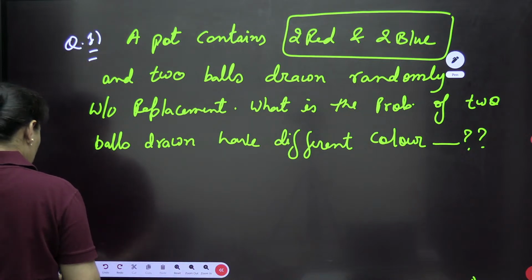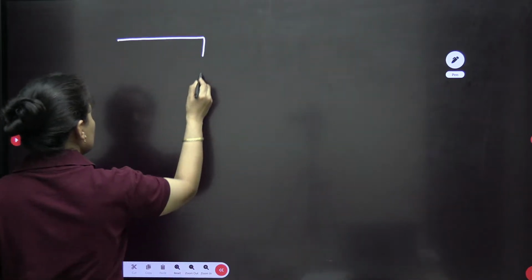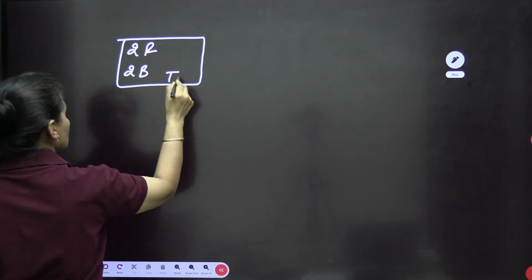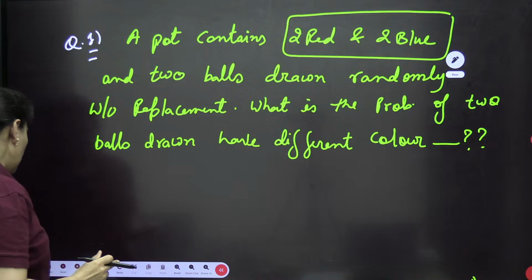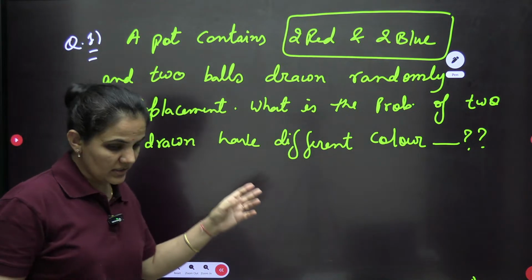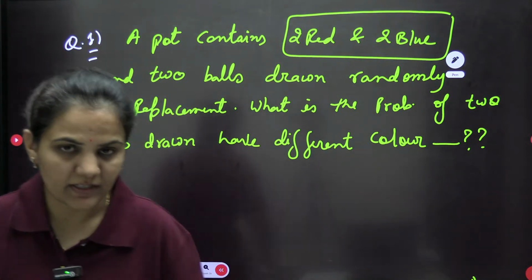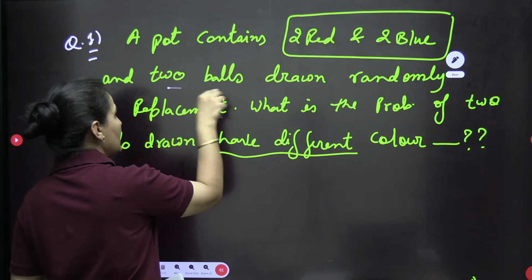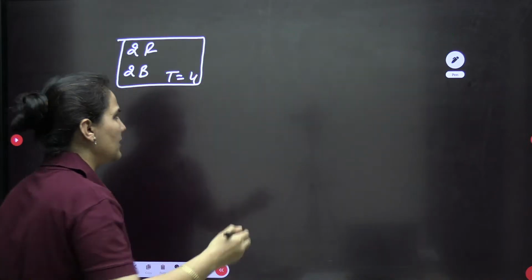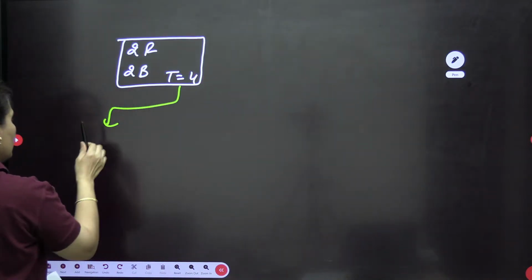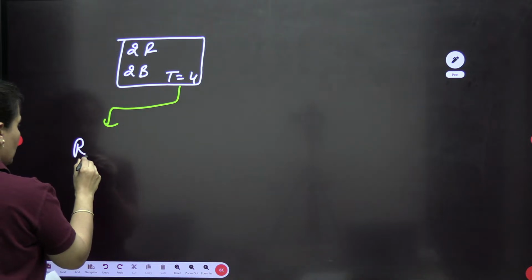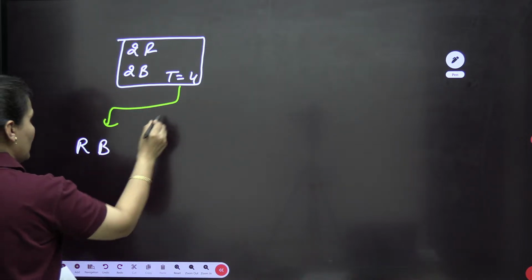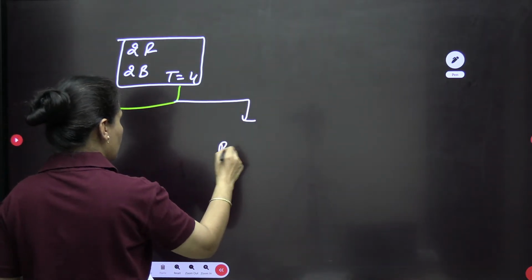So first of all, we can see what is given to us. There is a box or a pot in which two red balls and two blue balls are there. So total number of balls are 4. It's talking about when you are drawing the balls, it should be random. You need to draw two balls, and both are of different color. So very simply I can say what is possible. It is possible we can have a red ball in the first draw, and then a blue ball, or it is possible to have a blue ball and then a red ball.